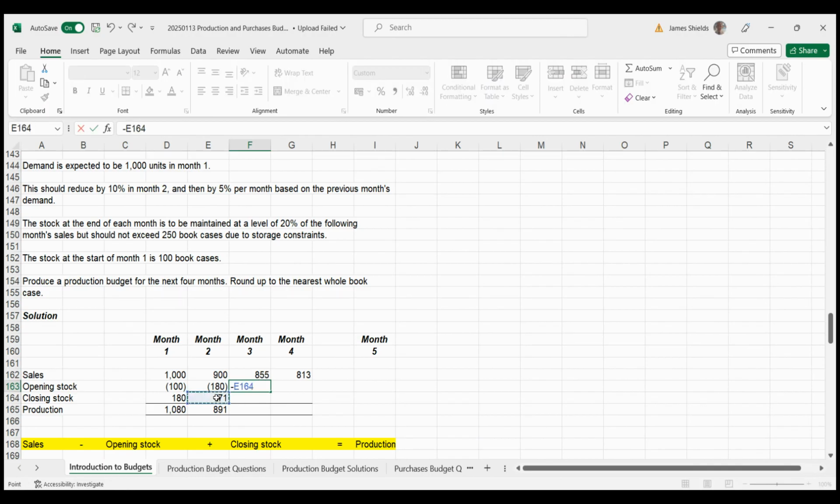Month 3, the opening stock will be last month's closing stock. So this will be negative 171. The closing stock will be 20% of the following month's sales.